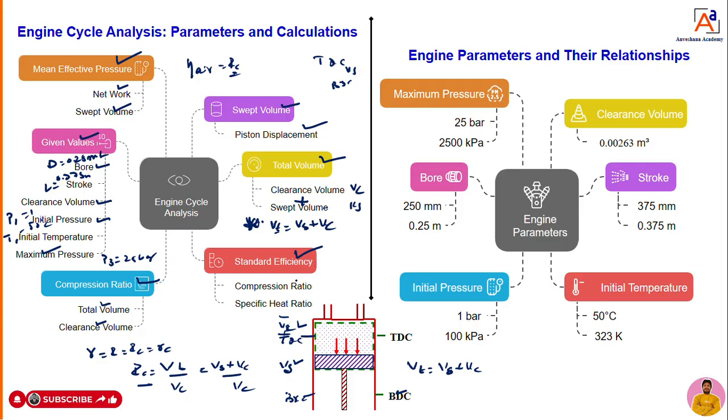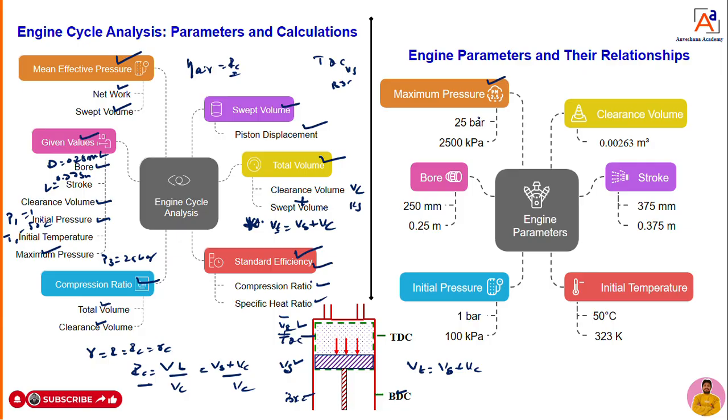Once you know the compression ratio, I can easily calculate the air standard efficiency. To calculate air standard efficiency, compression ratio is required, and specific heat ratio is also required. This is the basic understanding of the problem. Now I will try to list out the given data, dear students. What are the given data? You can see here now.